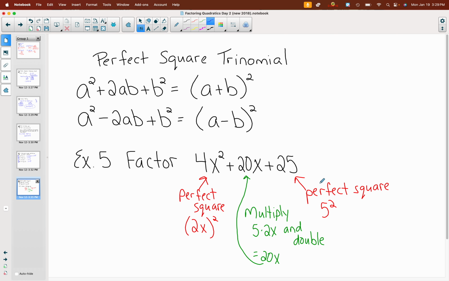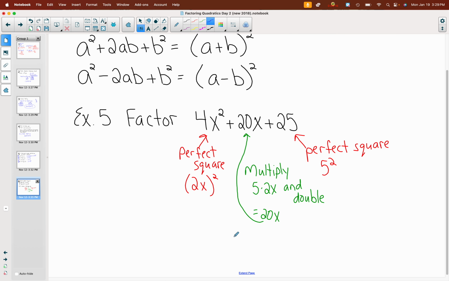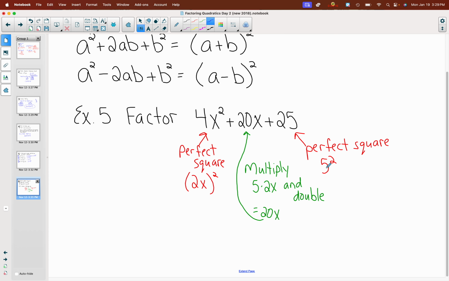But a problem like this is going to be a lot more complicated, because it's a 4x squared. You'd have to do a modified diamond in a box. And sometimes the numbers can get kind of large. So this is when you're going to check to see if you can use this formula. If you look at the first term, it's a perfect square. So the 4 is, and so is the x squared. And if you look at the last term and it's a perfect square, then that's your clue. Okay, this might be a perfect square trinomial.